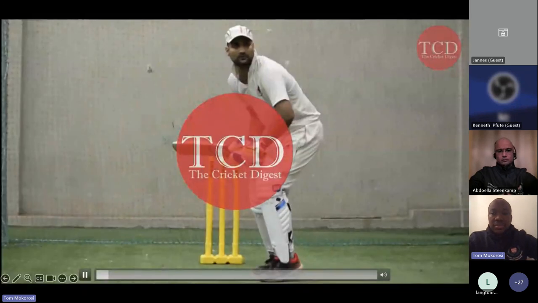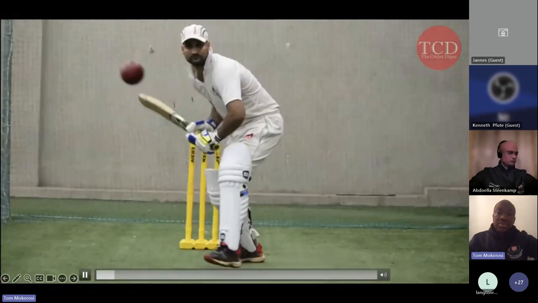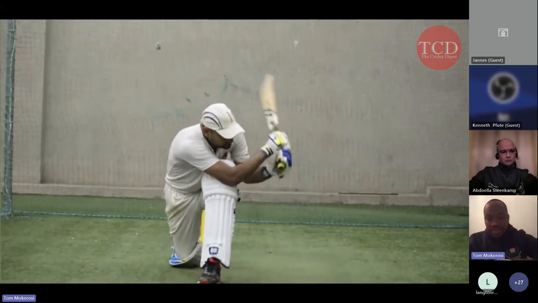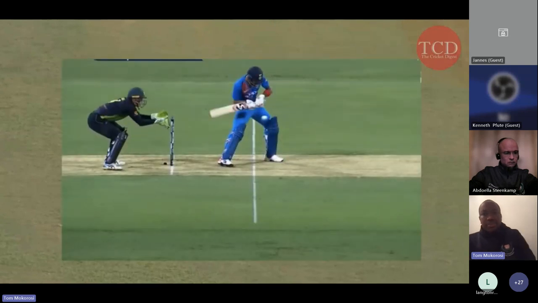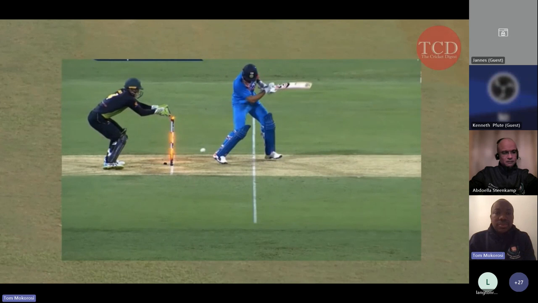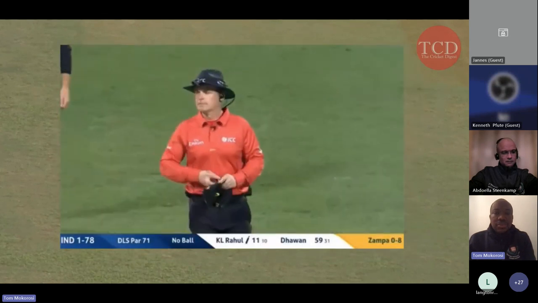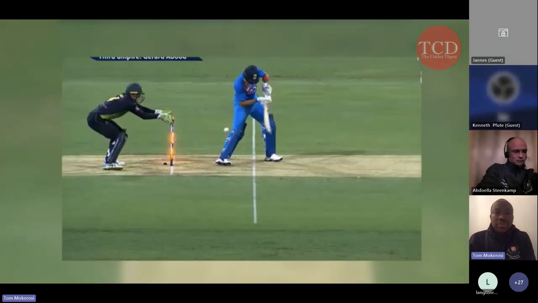Hello guys, welcome to my channel. First, let's watch a footage from the T20 match between India and Australia, which happened on 21st of November 2018. Australian wicketkeeper Alex Carey ends up touching the stumps before the ball reaches him. And after referring to the third umpire, it was declared a no ball. So what do you guys think about it? It's a no ball because he touched the stumps?